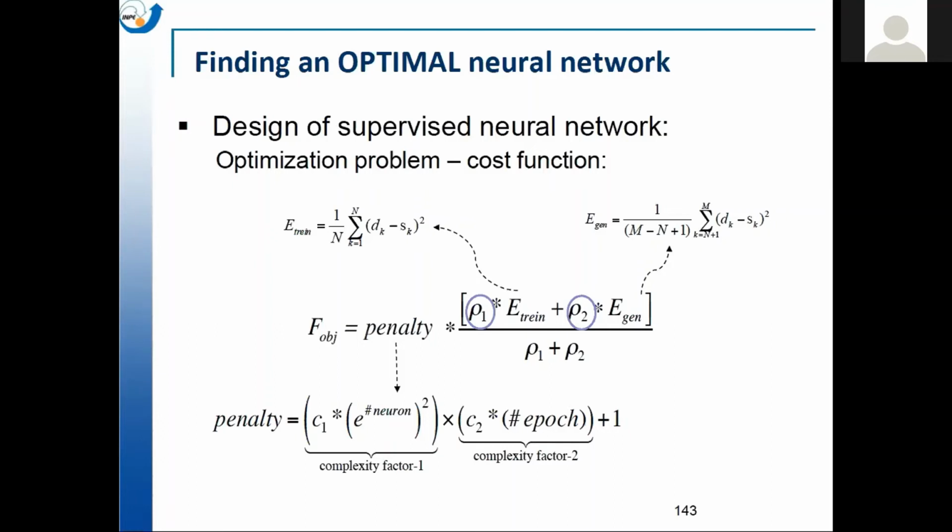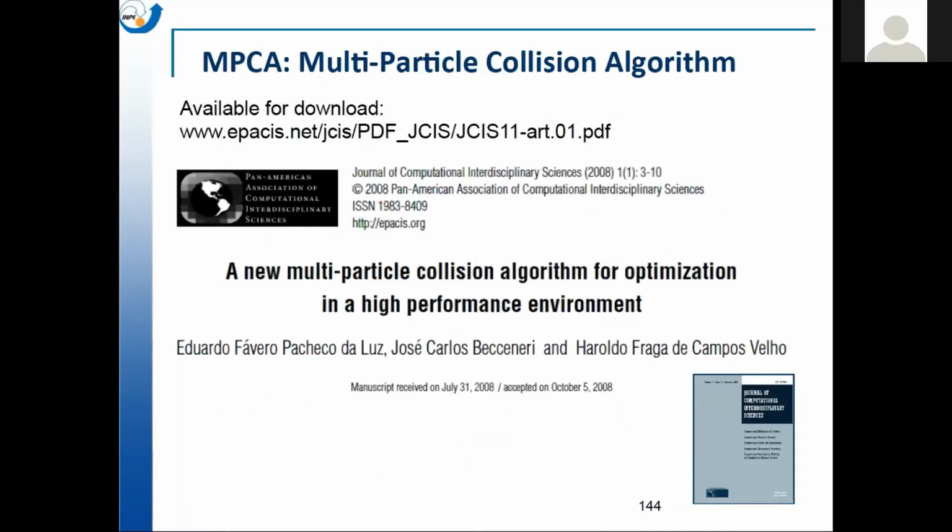But in the objective function, we also have a penalty term. This penalty term is there because we try to identify the simplest neural network. The simplest neural network is one with a minimum number of neurons, associated with faster convergence in the learning phase. How many iterations do I need in order to have a good set of connection weights? Okay, to minimize this objective function, we are going to apply this multi-particle collision algorithm for optimization in a high performance environment.